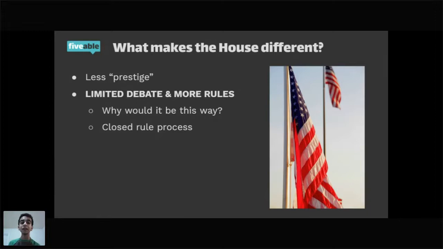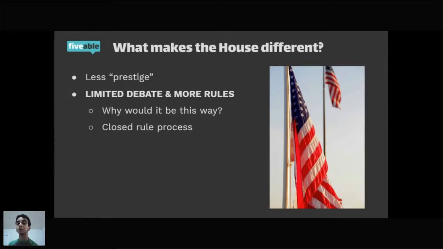So the reason why it is this way, I'm just going to answer the question, is that there's so many more people in Congress. If you had 435 members, all of them wanting to debate a bill and talk about it, Congress would take so long to do anything. The process is already super long. If all 435 members wanted to add an amendment to a bill, it would be very tiring very quickly. So that's a main reason why the House has many more rules and there's limited debate.